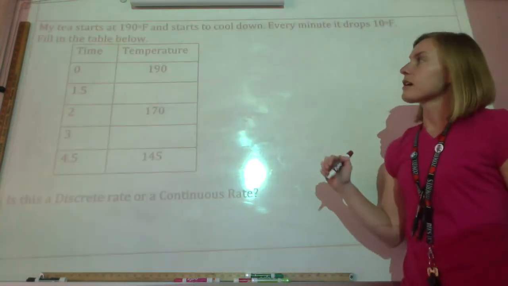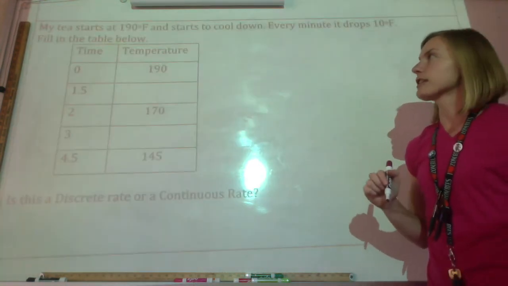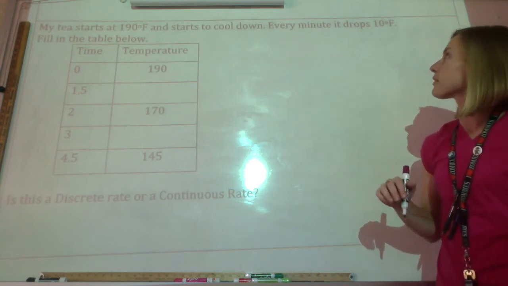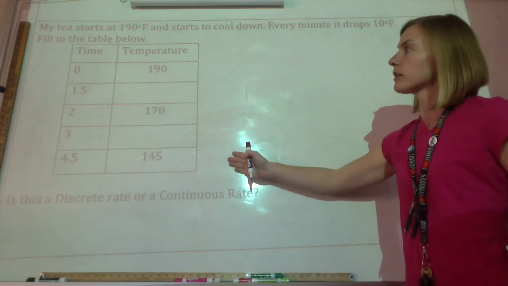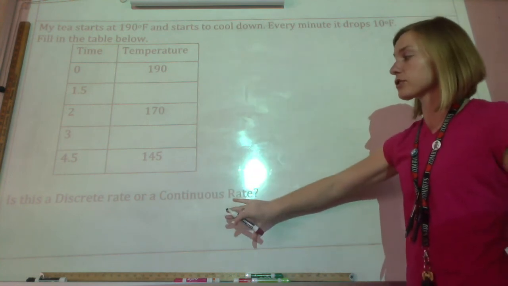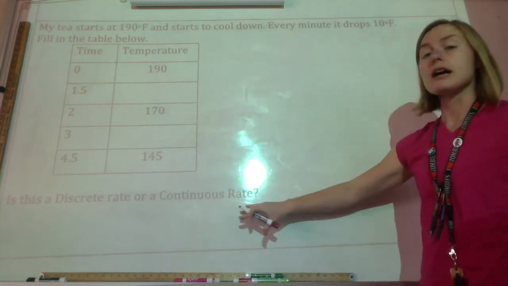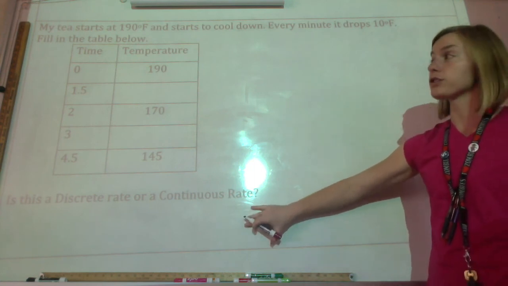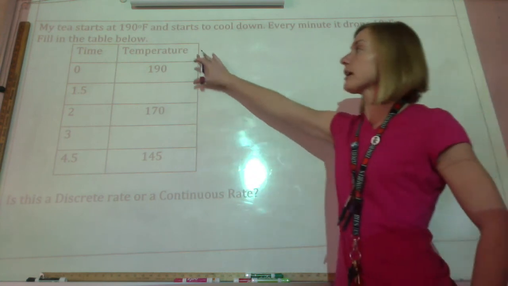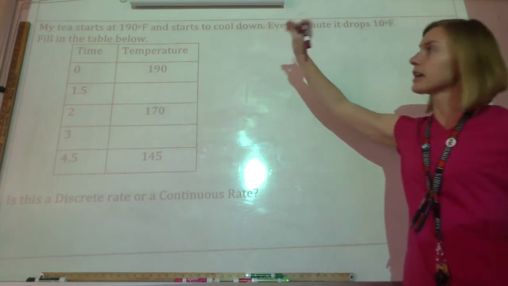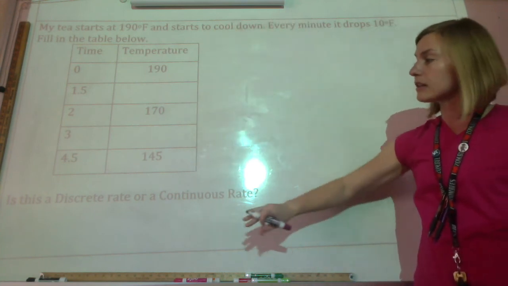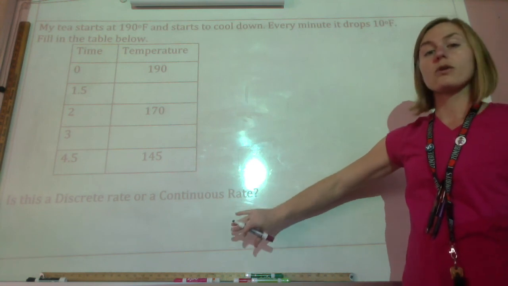This problem says, my tea starts at 190 degrees Fahrenheit and starts to cool down. Every minute it drops by 10 degrees, and so we have to fill in a table. And then after that, we have to say if it's a discrete rate or a continuous rate. I'm not going to go through this one. I actually want you to try it on your own. So go ahead and try to fill in this table, which represents our function of time and temperature, and then let me know, is this a continuous rate or a discrete rate?